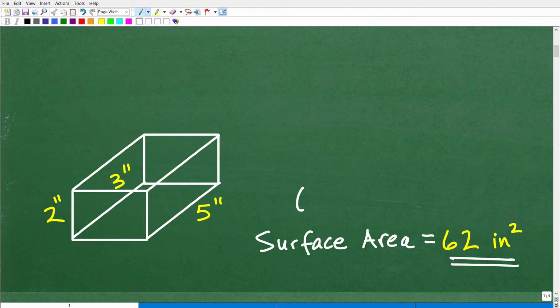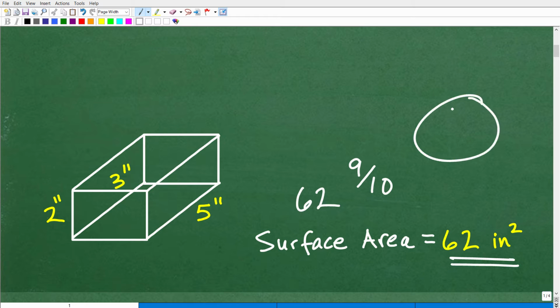So if you said 62, I would probably give you a 9 out of 10. A lot of you might be kind of angry about that. You might be like, hey, what are you talking about? I got the right answer. Well, remember, anytime you're dealing with area or volume or distance and there are units of measure involved, in this case, we're dealing with inches, you need to be specific about that and put that unit of measure in.